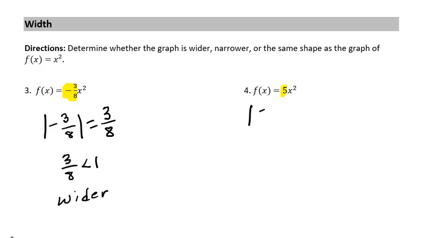Problem 4, I'm looking at the absolute value of 5, which is 5. And this is greater than 1. So my absolute value of my leading coefficient is greater than 1. I know my graph is going to be narrower than my parent function. Right? Because my graph here is going up about 5 times as fast, so it's going to be skinnier or more narrow.